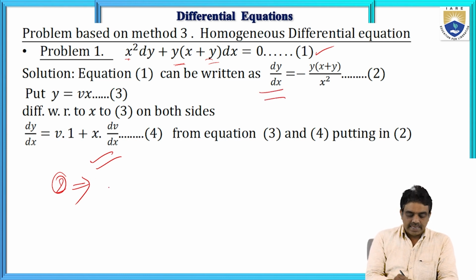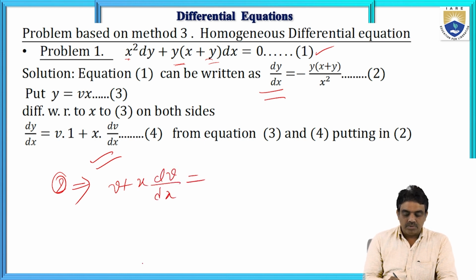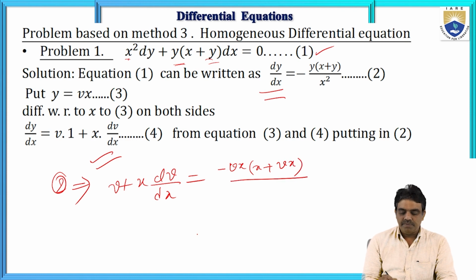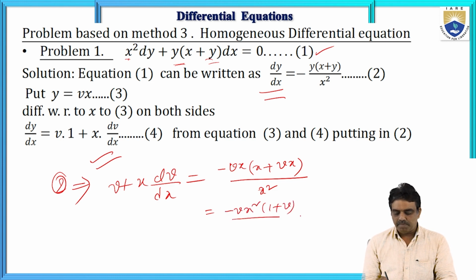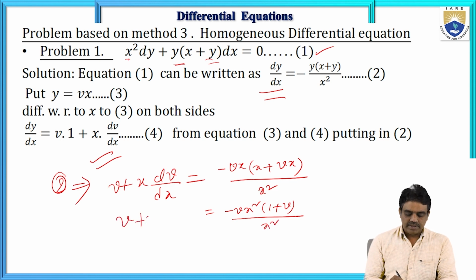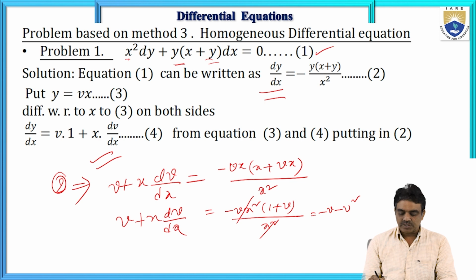Instead of dy by dx, I can write v plus x into dv by dx is equal to, on the right side, minus y means vx, x plus y is replaced by vx, and the denominator x square is as it is. Or I can write it, taking x outside, as minus v x square into (1 plus v) by x square. On the left hand side, v plus x into dv by dx. Here x square will get cancelled.